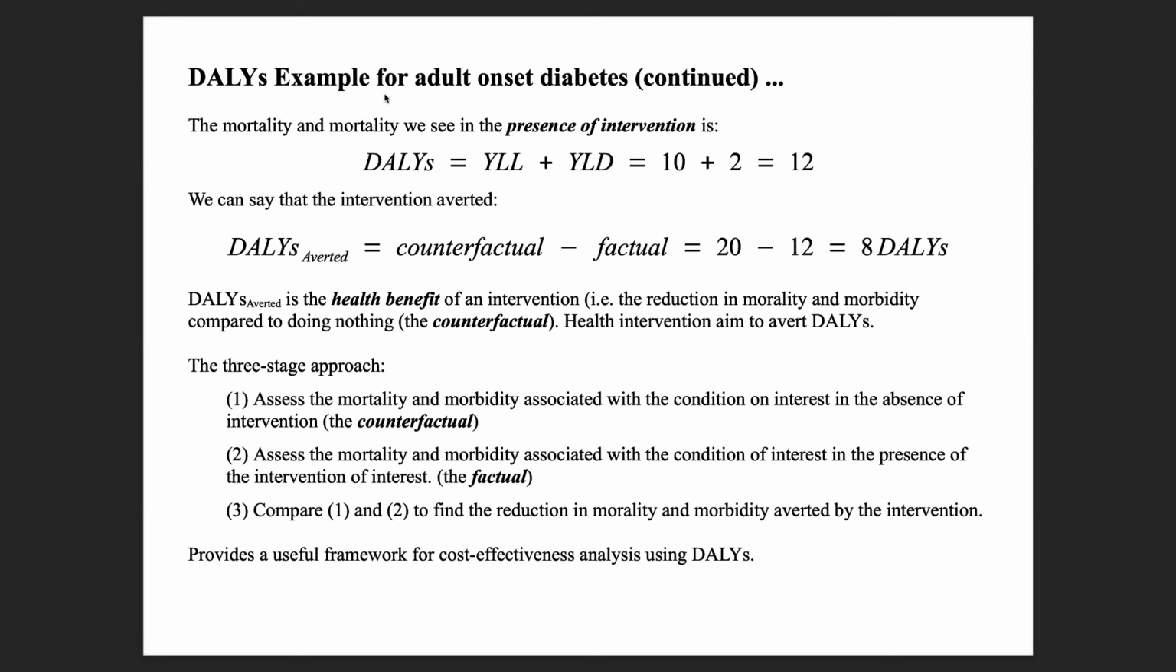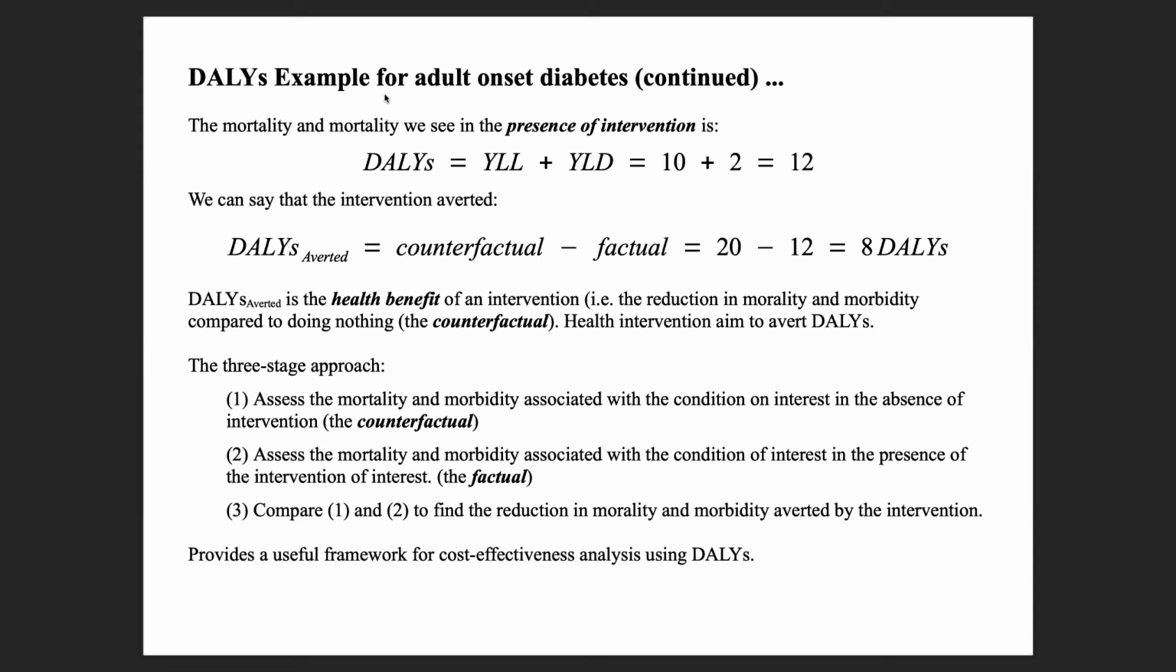And we can say the intervention averted the difference between the counterfactual and factual, which is 8. So we've averted 8 DALYs by this intervention. Note here that DALYs averted is the health benefit of an intervention. It's the reduction of mortality and morbidity compared with doing nothing, compared to the counterfactual. Health interventions always aim to avert DALYs. They always aim to avert mortality and morbidity, and we measure mortality and morbidity in a single indicator, a single measurement called the DALY.